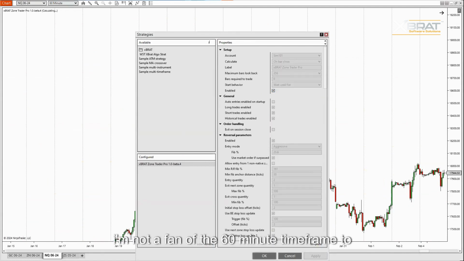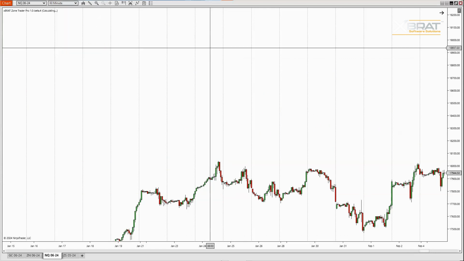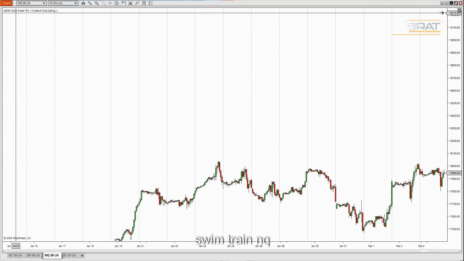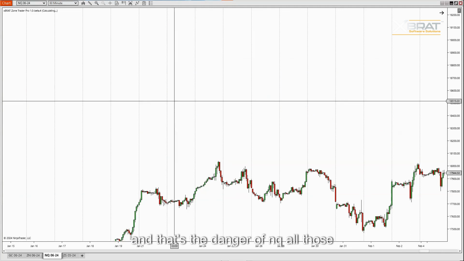I'm not a fan of the 60-minute time frame, to be honest, with futures. I think the biggest one I would go is 30 when short-term swing trading. I would never short-term swing trade NQ. Too much can happen too quickly and it can turn on a dime. And that's the danger of NQ.